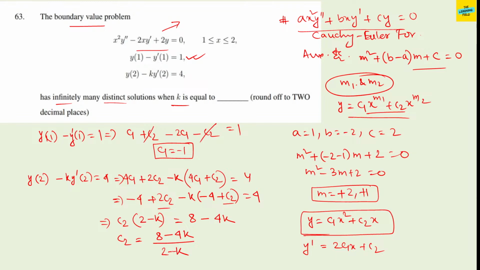Just check once. So 2 minus k obviously comes in the denominator. Fine. Now in this situation we have infinitely many solutions only if this term goes to 0. Therefore 2 minus k equal to 0. So the value of k is 2. Fine.